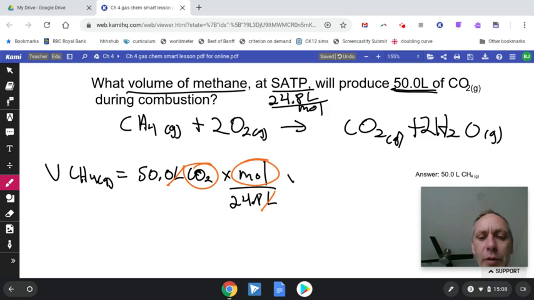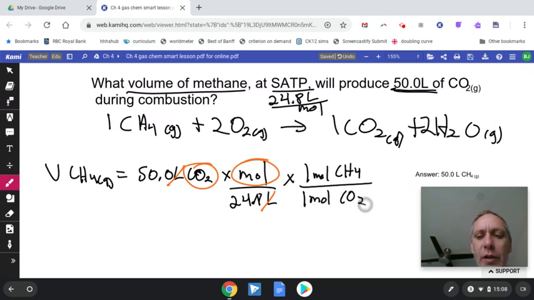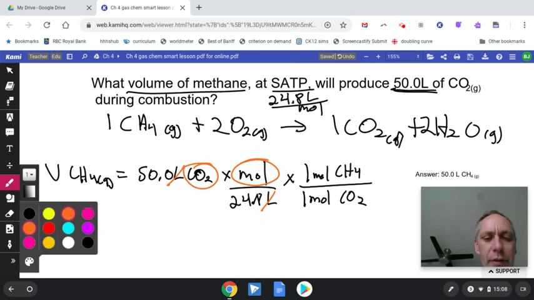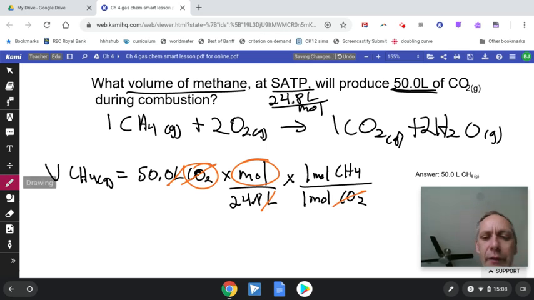Okay. Now we want methane, volume of methane. So we're looking for methane, so we need our molar ratio. 1 mole of methane reacts to produce 1 mole of CO2. Okay, this is an easy one, a 1-to-1 molar ratio. CO2 went on the bottom because we want to cancel it out. CO2 is gone. And now we've got moles of methane.